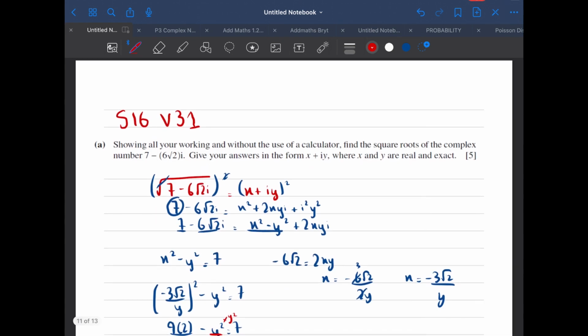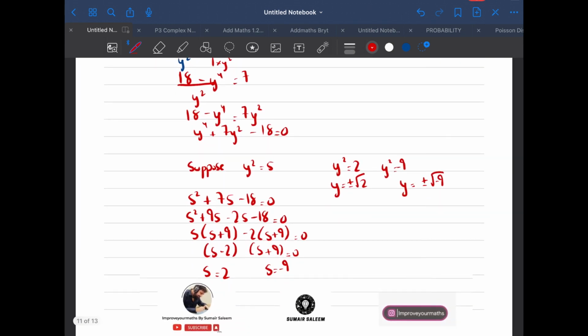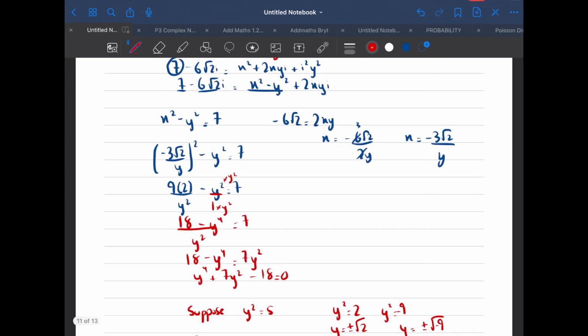Now see here. Was y a complex number? No. There was i written with it. So that means y can't be a complex number. Reject this. So my y is under root 2. So now let's plug in here. Minus 3 under root 2 over under root 2. Cancel, cancel. So guys, it's going to be minus 3 plus under root 2 iota.